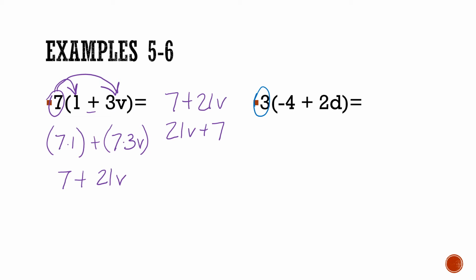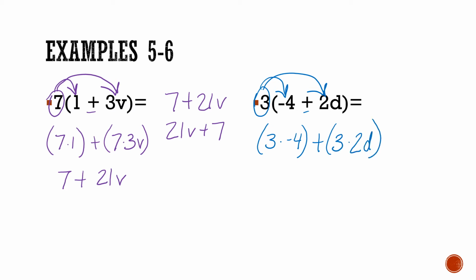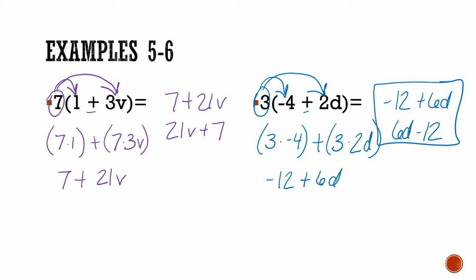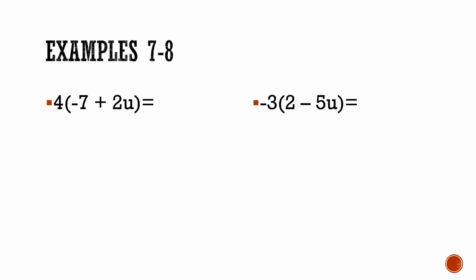Okay, and number 6, we're going to distribute this 3. So we're going to have 3 times negative 4. I'm going to bring down my plus sign. And 3 times 2d. So 3 times negative 4 is negative 12, and 3 times 2d is 6d. So we would write that as negative 12 plus 6d, or we could write it as 6d minus 12. So either one of those would be correct. Okay, pause your video and do 7 and 8.